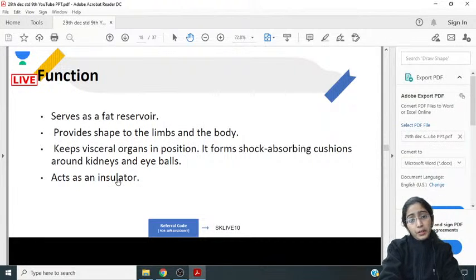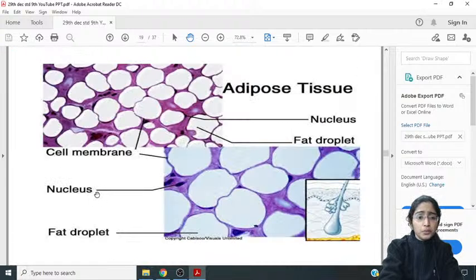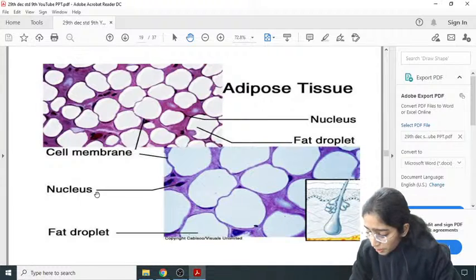Act as an insulator. Do not allow the heat to be lost. It is preventing the loss of heat, what we can say. Okay. This is basically the function of the adipose tissue. All clear? Can we proceed on?